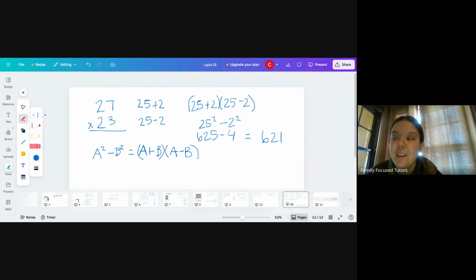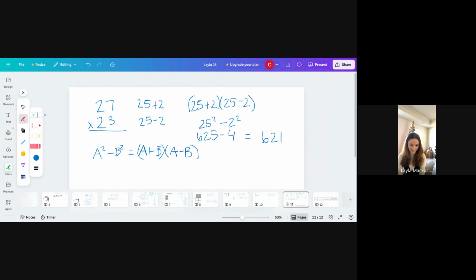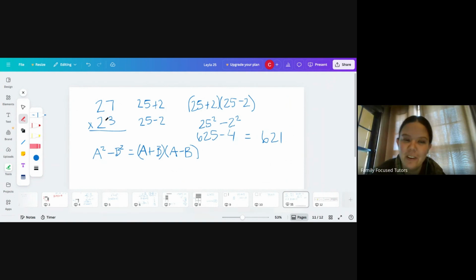Okay. This is just showing you a relationship. It doesn't mean you have to do it this way. Yeah. It's showing you a relationship between the difference of squares and the multiplication of these numbers where the ones equal 10 and the tens are the same. Okay. It's just showing you the relationship between them.